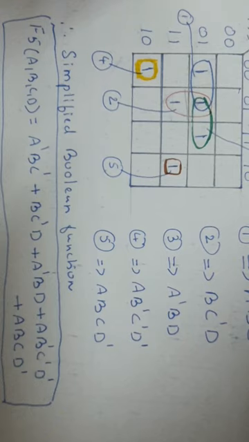So in this video, I have discussed different problems belonging to four variable Boolean functions, which are to be simplified using K-maps. I hope you understood.